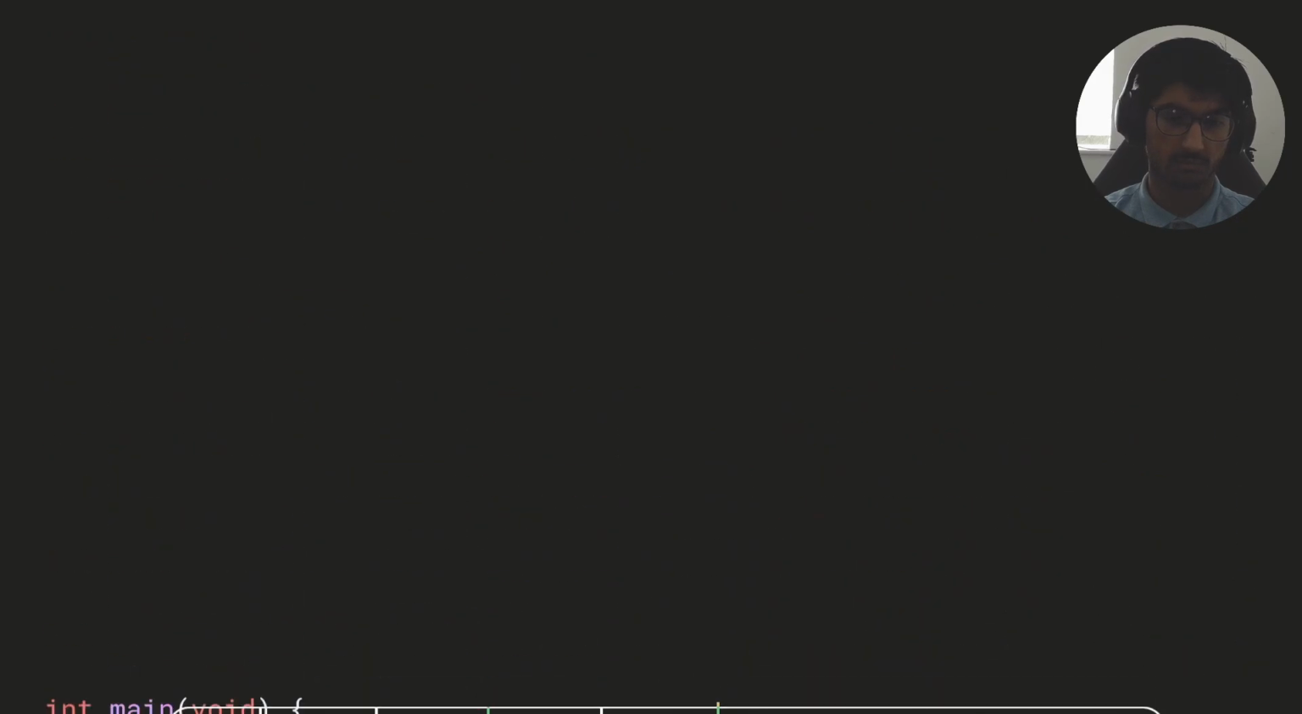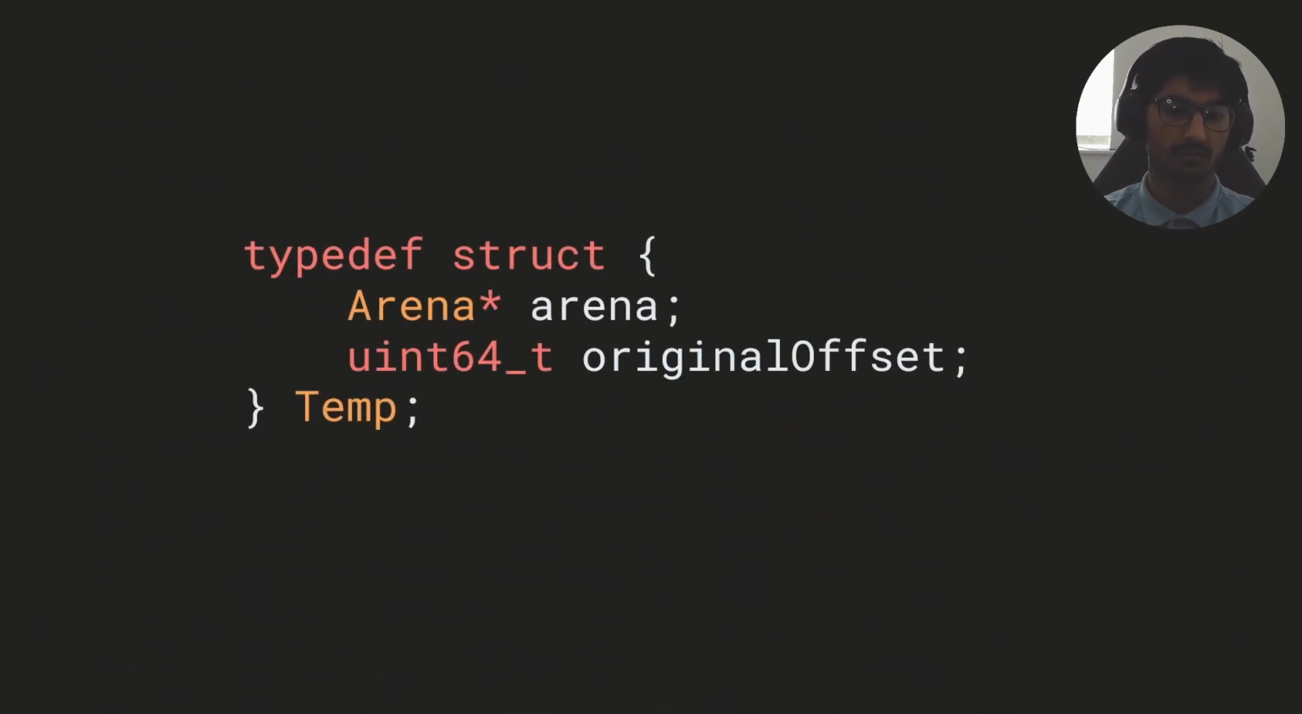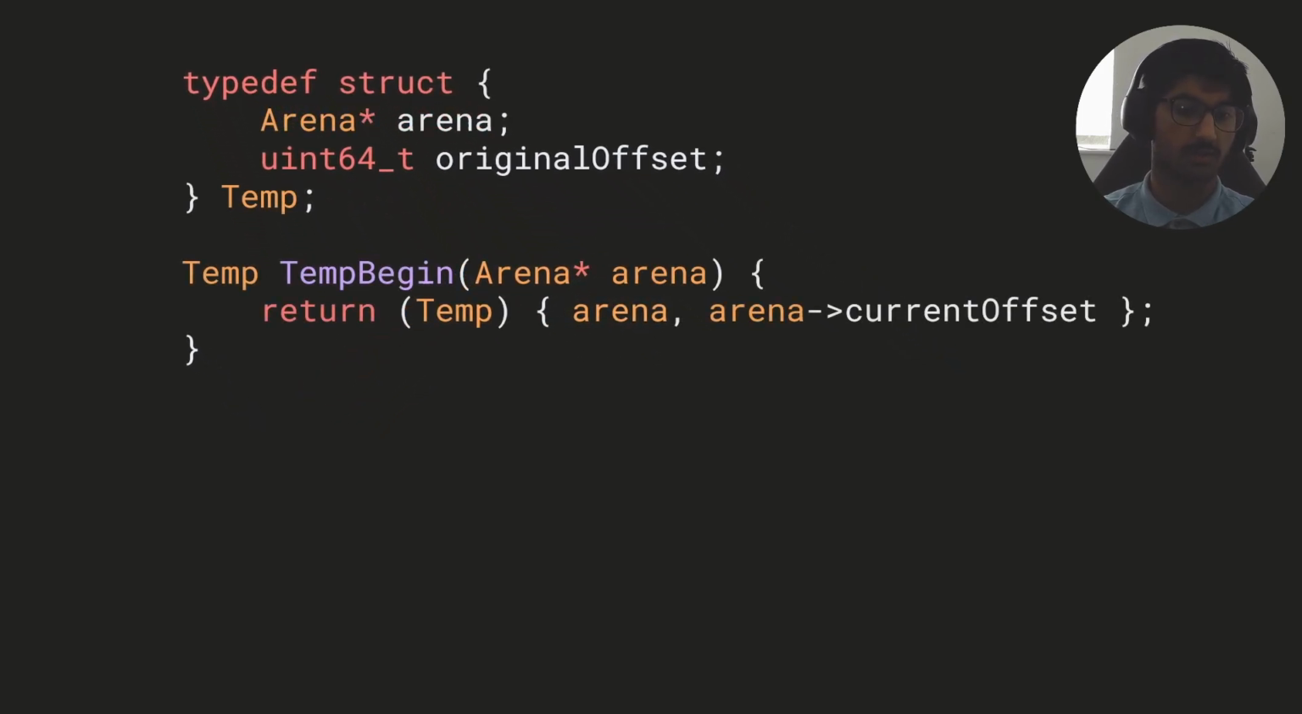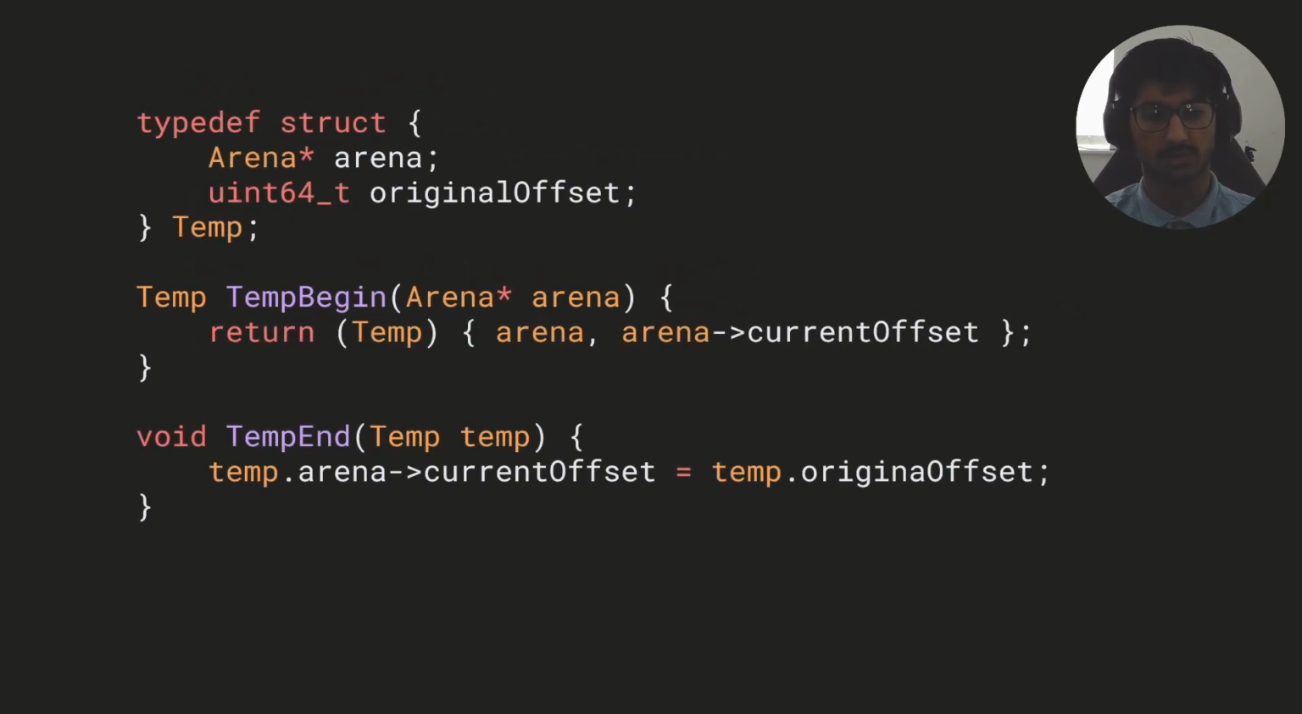Well, there is an approach which is called temporary arenas. So here I've got a temp struct which has a pointer to an arena, then it has a 64-bit integer called original offset. Now this temp arena is going to have 2 functions. Temp begin, which is just going to create a temporary arena with the arena I give it, and then temp end, which just resets the offset of the arena back to the original offset.